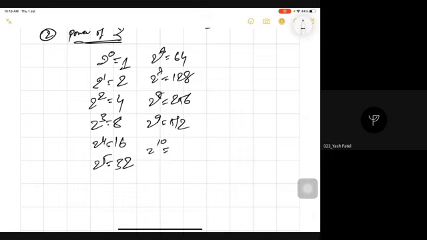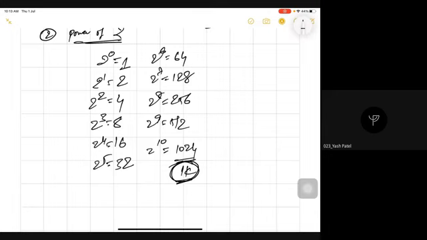And 2 raised to 10 is 1024. But this 1024 we call 1K. So a kilobyte is not 1000, it is 1024. But for simplicity, we represent it like this. Okay. Done?